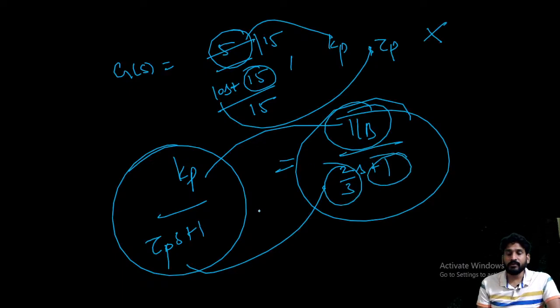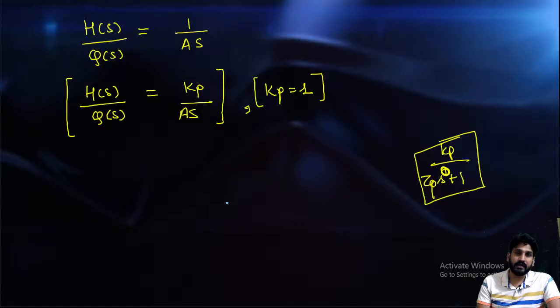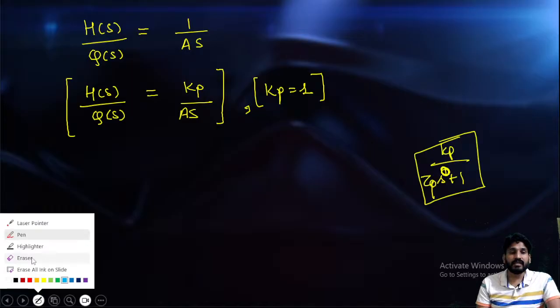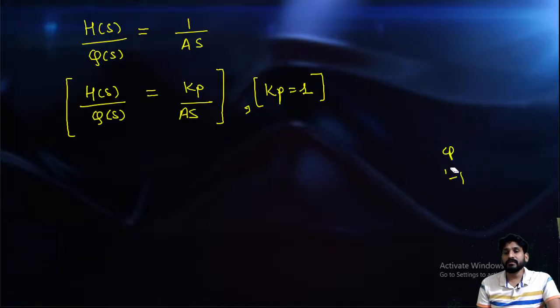This plus 1 term should be there. This plus 1 term is very, very important. In those 5 examples, I have Kp divided by tau p s plus 1. But here the plus 1 term is not there. Yes or no? The plus 1 term is not there, right? The plus 1 term is missing from here.